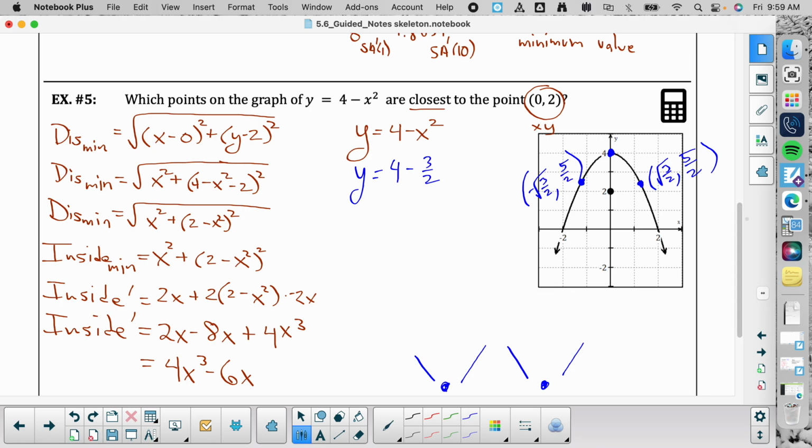What you'll find with these is these are easy to start. The answers usually get terrible. The work involved in the closest distance problems isn't bad. It's always usually going to be the answers.